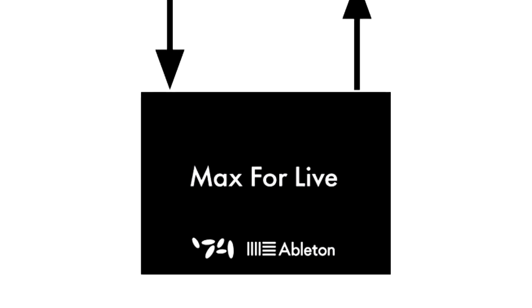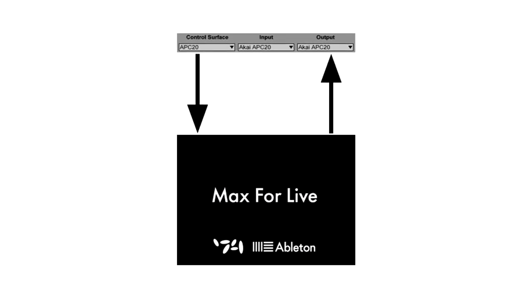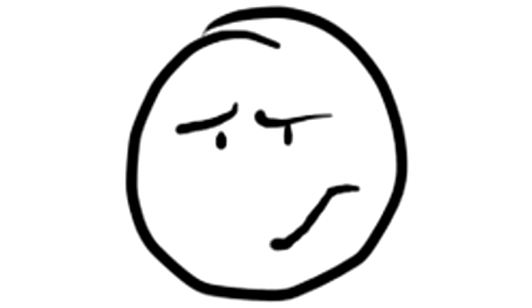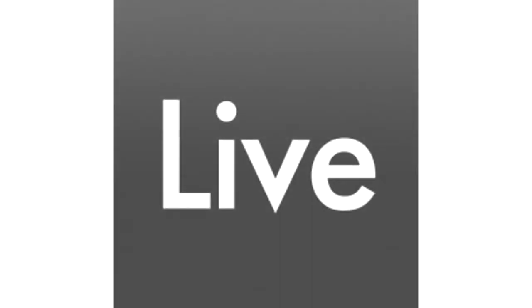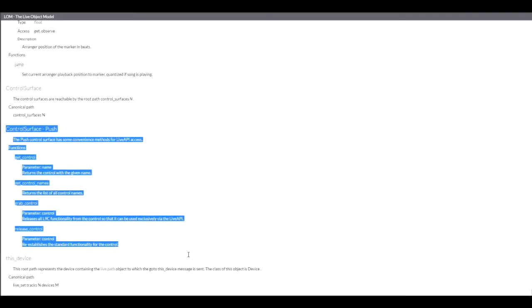Creating Max for Live devices that interact with control surface scripts can be somewhat cumbersome and require quite a bit of trial and error. This is primarily due to lack of documentation and lack of standardization in terms of how control surface scripts are written. With the release of Live 9, that's changed a little bit. Newer control surface scripts can expose a standard interface that makes working with them for Max for Live devices a bit easier. And this interface is covered in the LOM documentation.